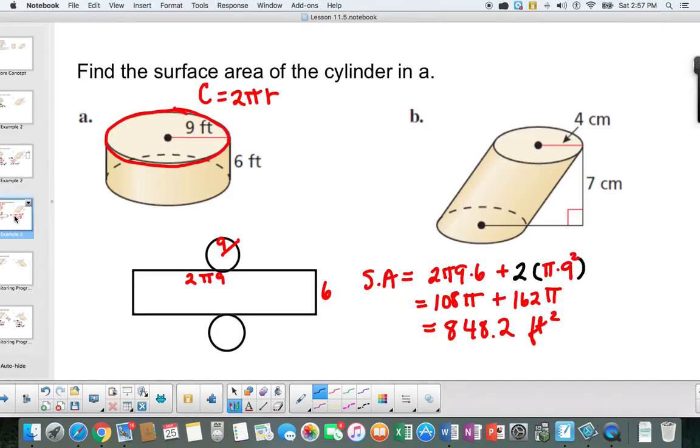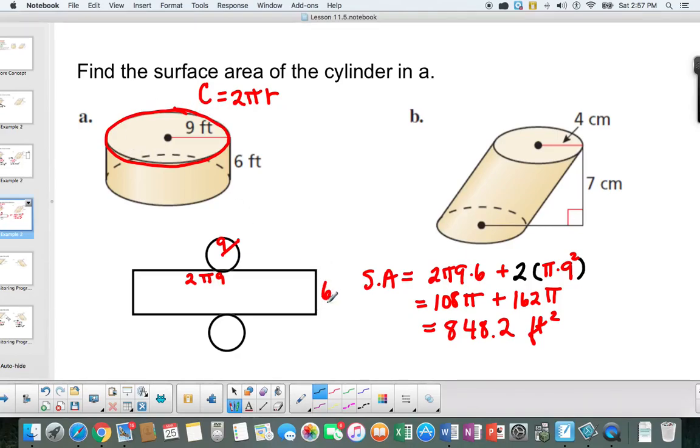All right, surface area of a cylinder. If you flatten it, the net looks like this. It's a rectangle with 2 circles. Now, the length of this rectangle is really the circumference. So that's why I wrote 2 pi times 9. That's going to tell you how long the label part of this cylinder is.